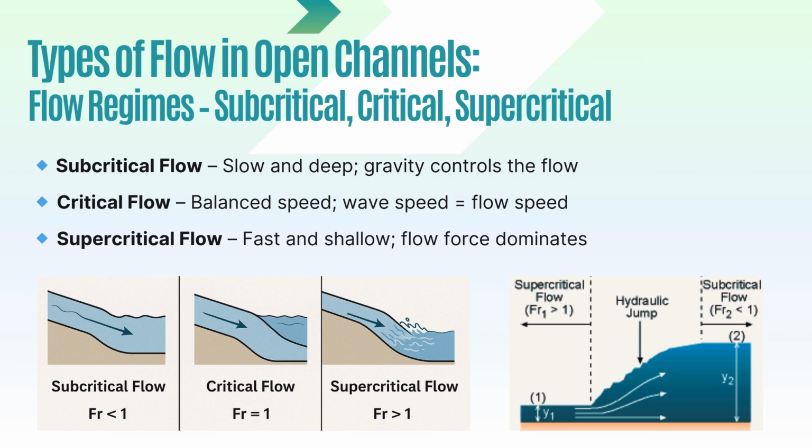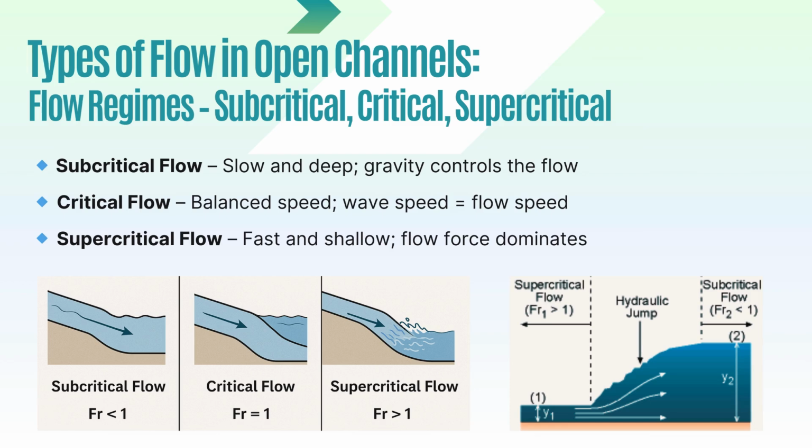Let's start with subcritical flow. This is when the flow is slow and deep. The water moves gently, and gravity is the dominant force. It's like watching a calm river slowly drifting downstream. In subcritical flow, surface waves can move upstream, which means if you throw a pebble, the ripples might travel backward.